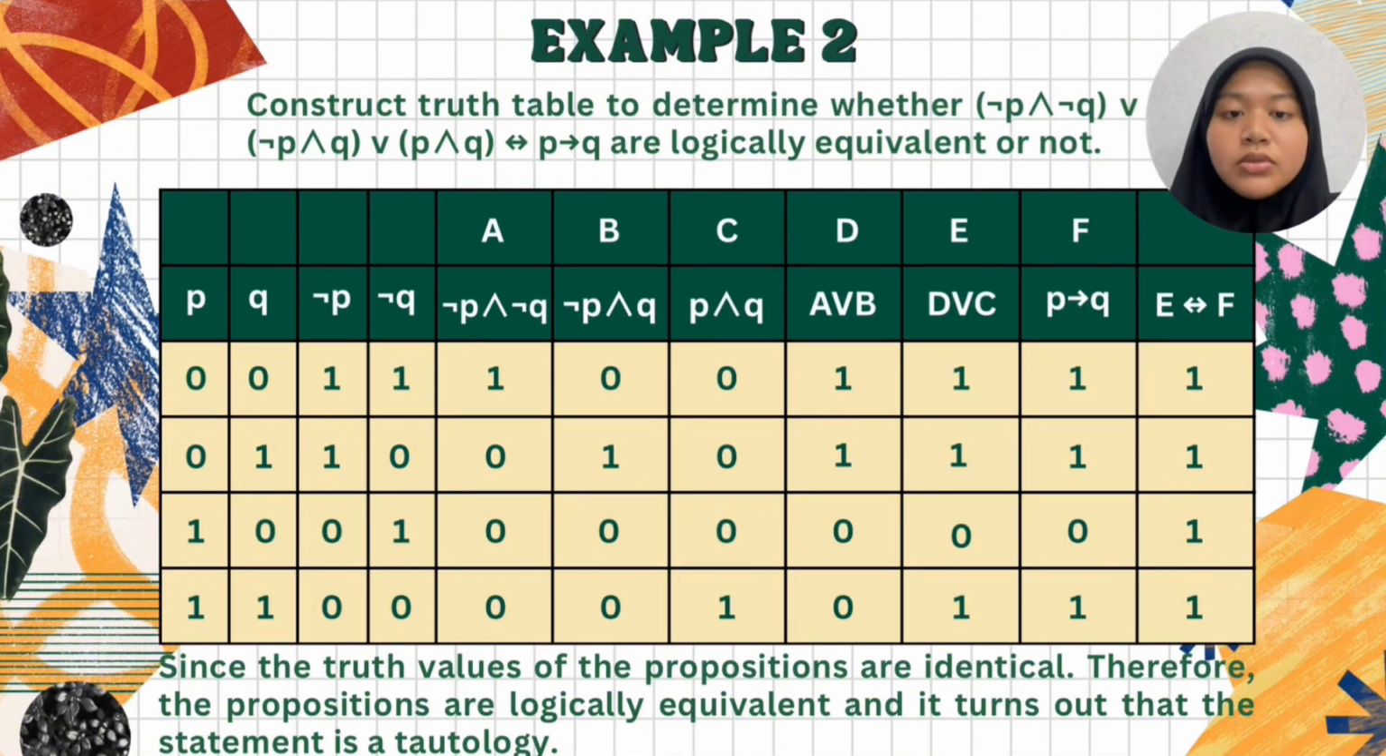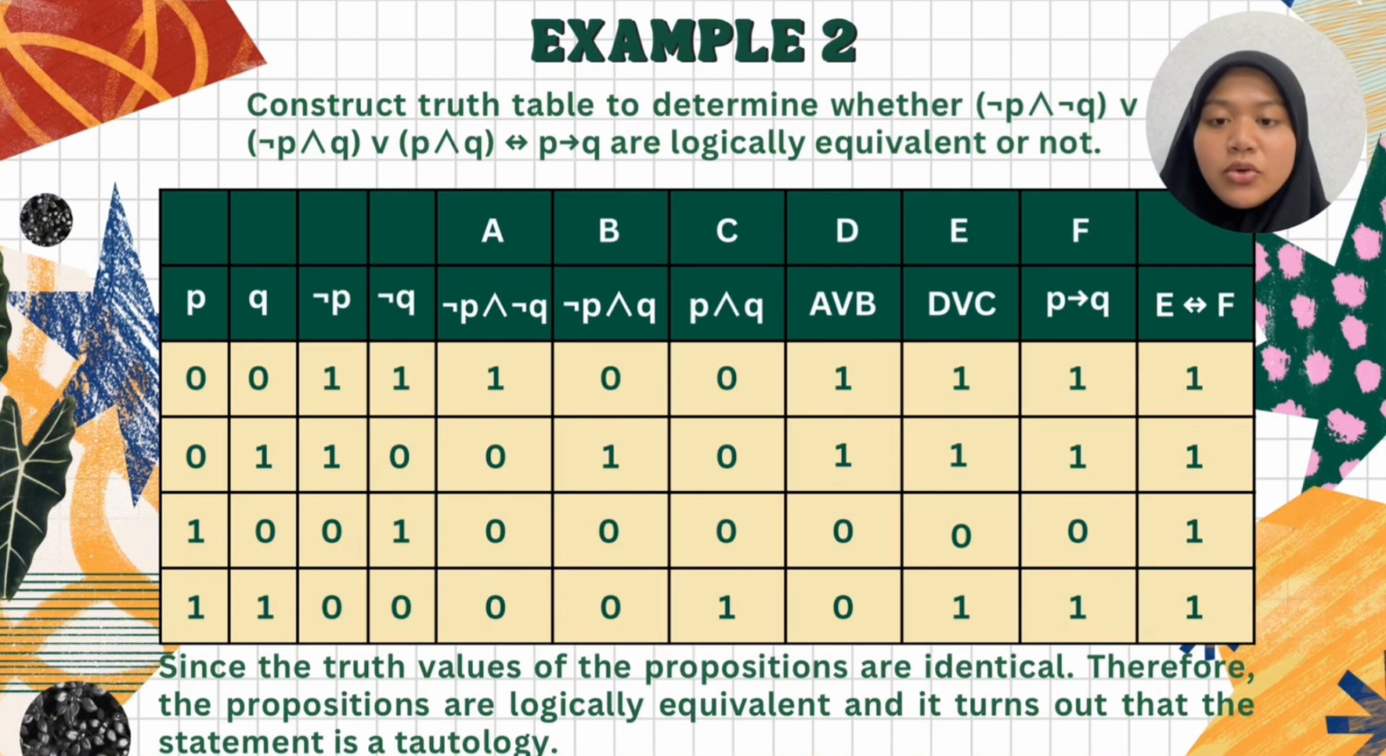Construct a truth table to determine whether the negation of P and the negation of Q, or the negation of P and Q, or P and Q is logically equivalent to P implies Q or not. So, 1 denotes a true statement and 0 denotes a false statement.